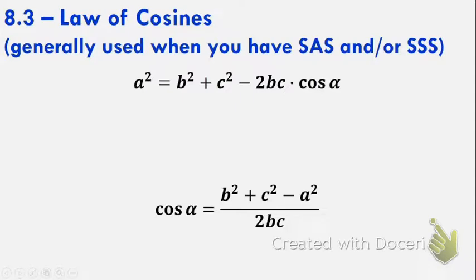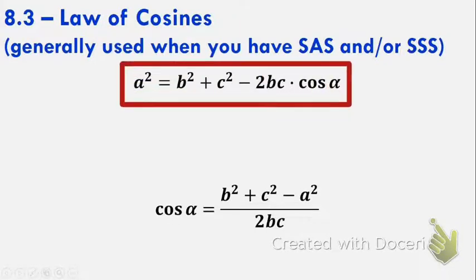Law of cosines. So with law of sines, we only used sine, sine, sine. Law of cosines, we're only going to use cosine. We generally use law of cosines when you have side angle side or side side side. There are lots of variations of this depending on which side you're looking to find. This right here is the only one that I would bother memorizing.